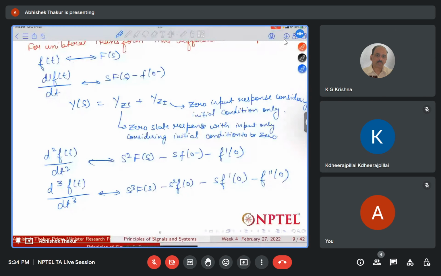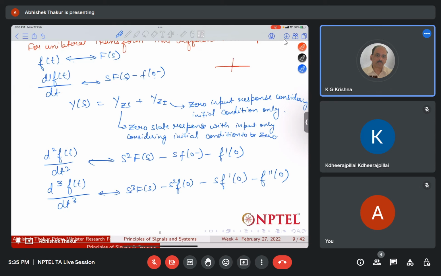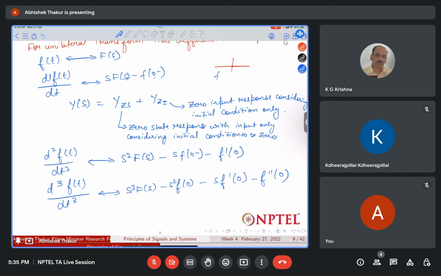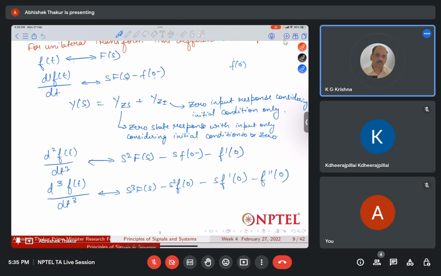Just see, this is the initial condition. Like this is 0, from here the signal started. 0 minus is just below that, the initial condition just before the time started. That's why we have written 0 minus. So f(0) is the starting condition, and f(0 minus) is the initial condition just before the starting. Okay.